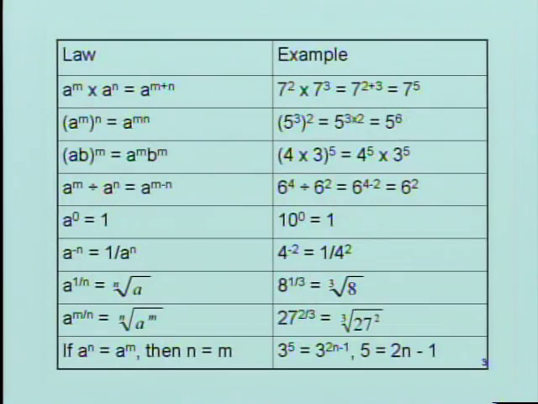The last one, if a to the n power is equal to a to the m power, that is the same base, the power is different, then we conclude that n is equal to m. The example to illustrate that, 3 to the 5th power is equal to 3 to the 2n minus 1. The base being 3, we conclude that 5 is equal to 2n minus 1.